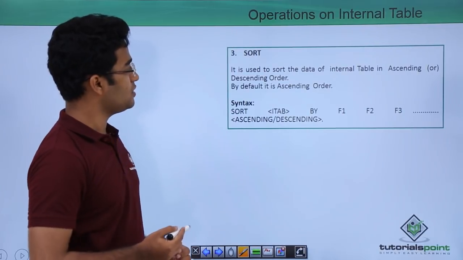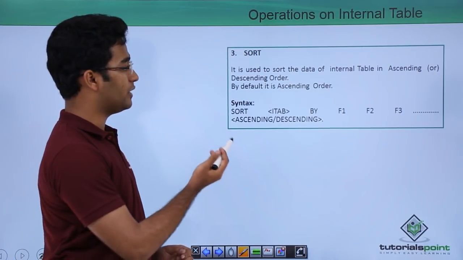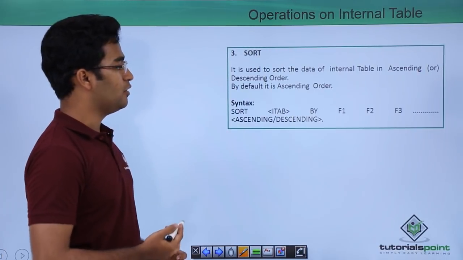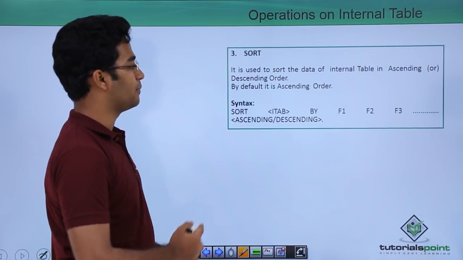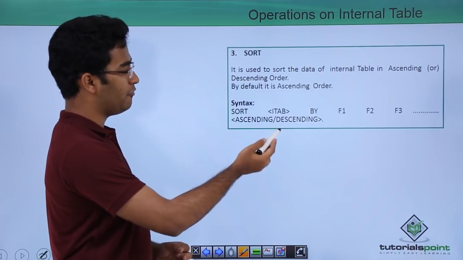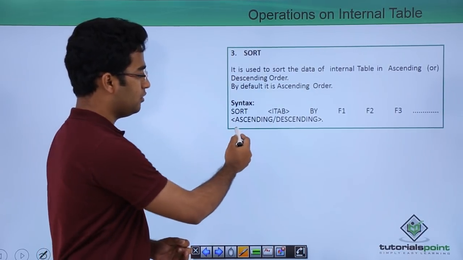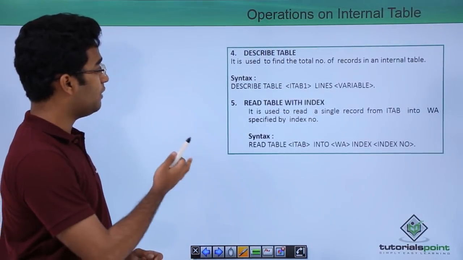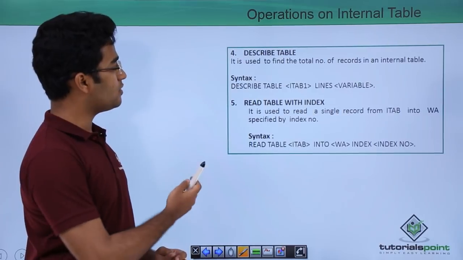Now we have the operation sort. Sort is used to sort the data of internal table in ascending or descending order. By default it is ascending. This is the syntax, that is sort internal table by field 1, field 2, field 3 in ascending or descending order.